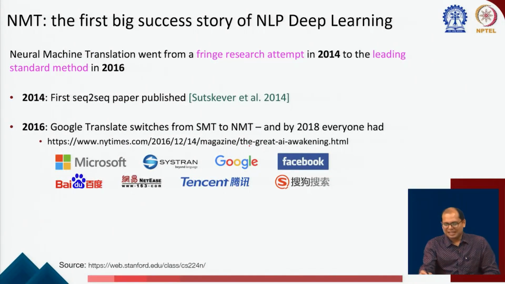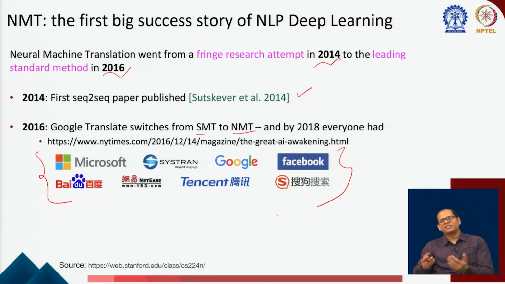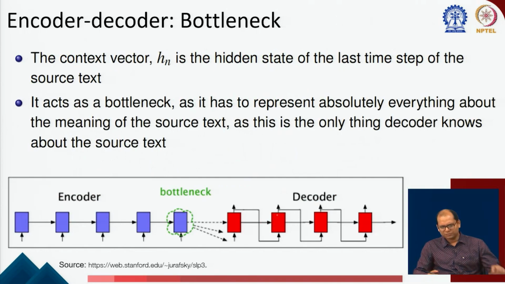It started as a research attempt in 2014, and it became a success in 2016. The first paper came in 2014, and in 2016 Google Translate switched from the normal machine translation models to neural machine translation, and by 2018 nearly everyone had. All these companies started using neural machine translation as the default engine for machine translation, and that was one of the main success stories of deep learning.